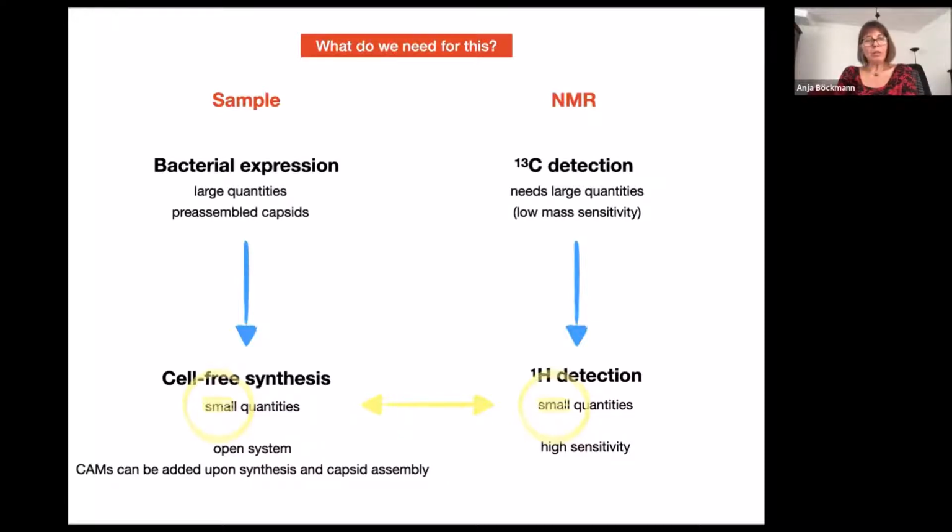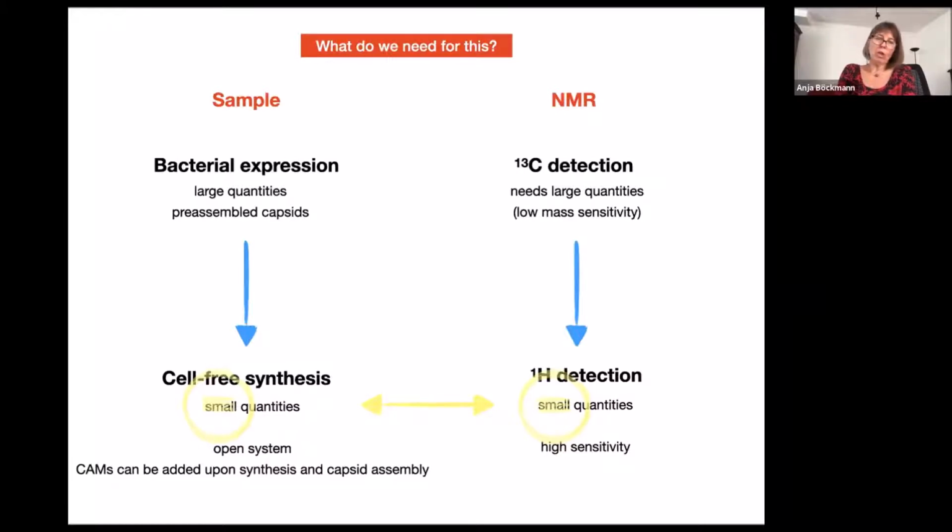But we would like to do this by cell-free synthesis actually, because this is an open system, so you can add capsid assembly modulators directly on synthesis. So you can see the impact of assembly modulation directly at the exit of the ribosome with the system. However, it's rather well known that cell-free synthesis delivers small quantities, and what I mean with small is below the milligram, but 0.5 milligram to a milligram is easily obtained.